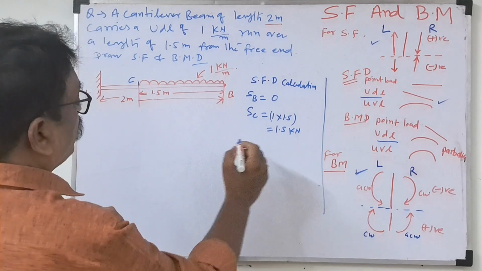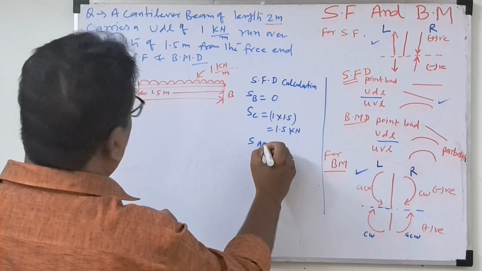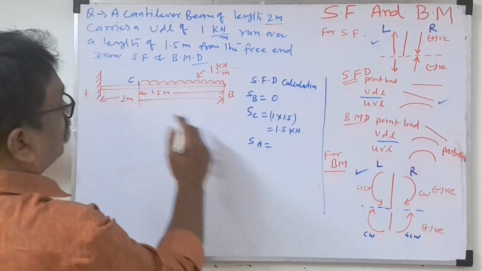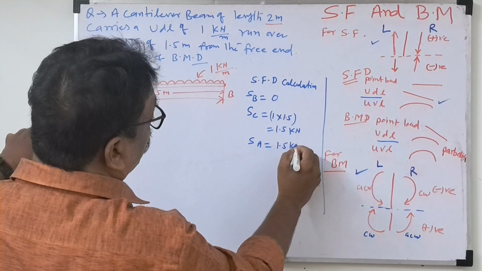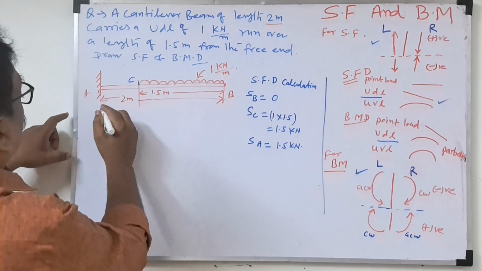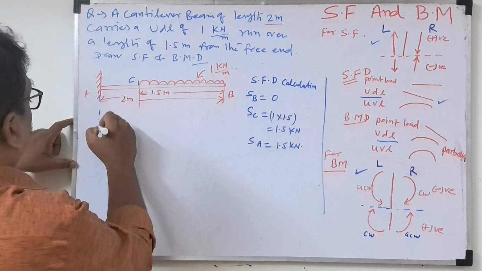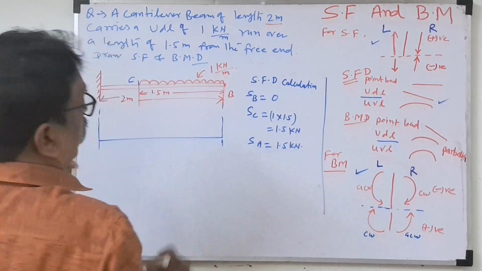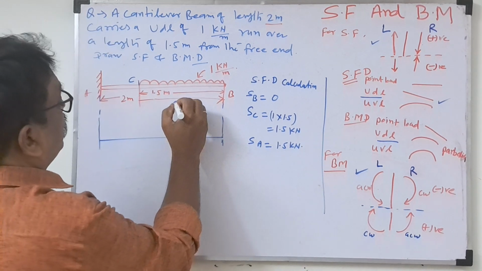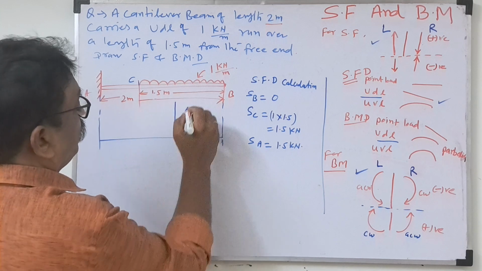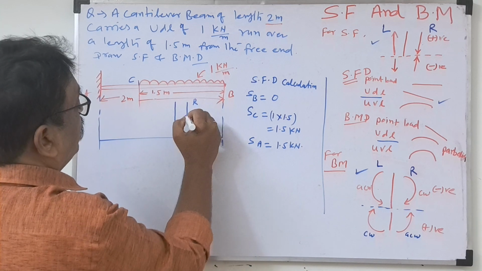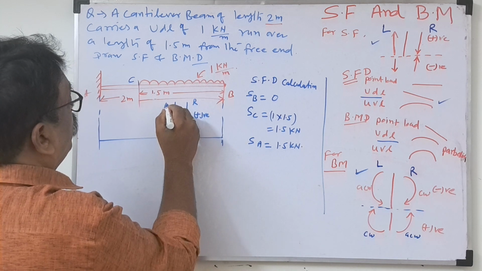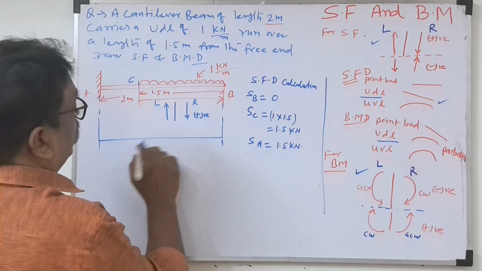Now the shear force at point A. In between there is no load, so the same value comes, 1.5 kilonewton. So how do we draw the diagram now? First we draw the zero line. Now we write the sign convention here itself. This is the section. As I already told, from the right side a downward force is positive, and from the left side an upward force is positive. This is the sign convention.